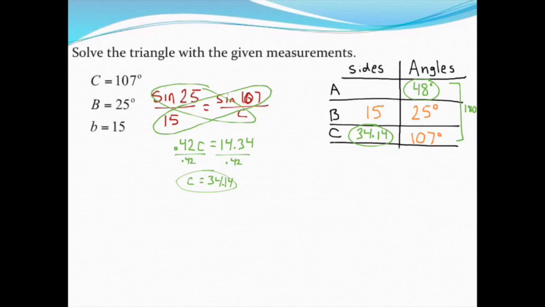Now what I can do to find side A is another proportion, another law of sines problem. That angle B, side B relationship seemed to work really well, so let's do that one again. So once again, it's the sine of angle B over side B is equal to the sine of angle A, which I now know is 48 degrees, over side A. Okay, and we'll do the exact same thing. We'll solve this by cross multiplying and find out what side A is equal to.